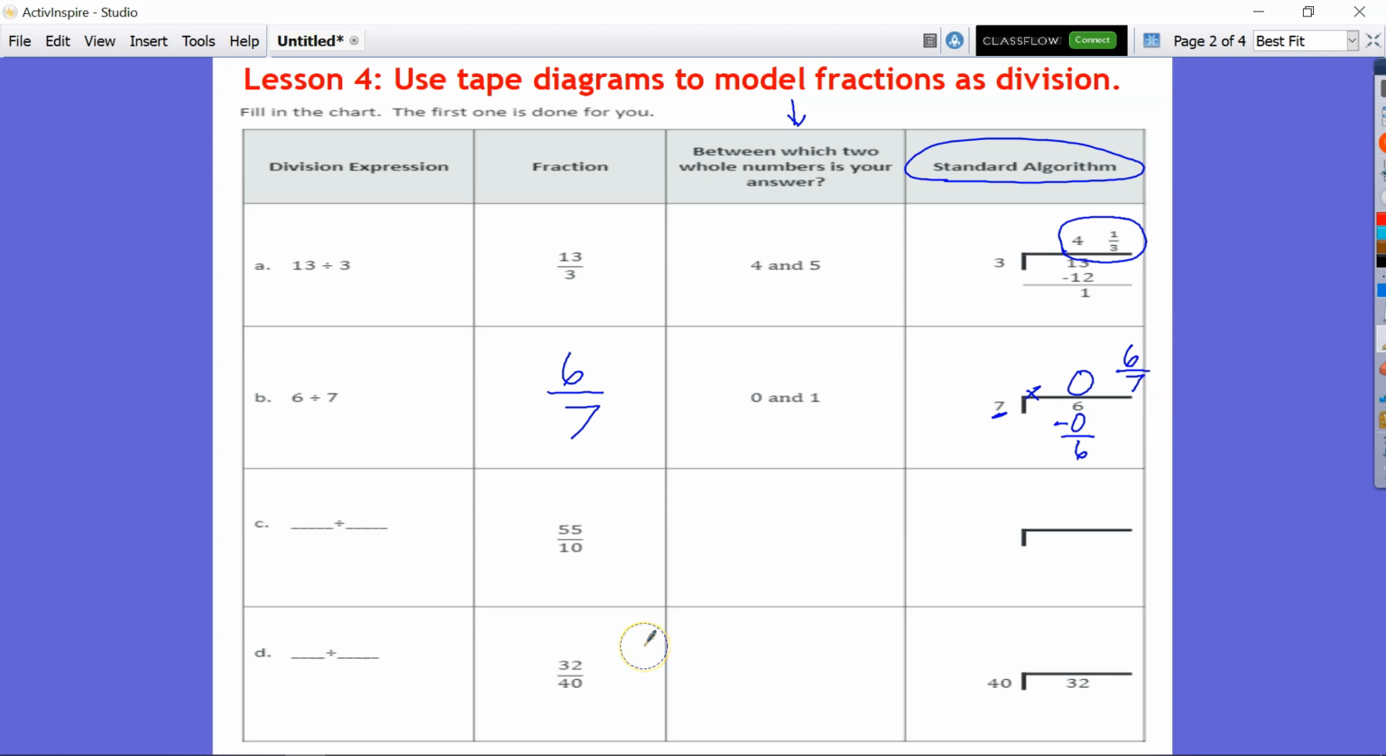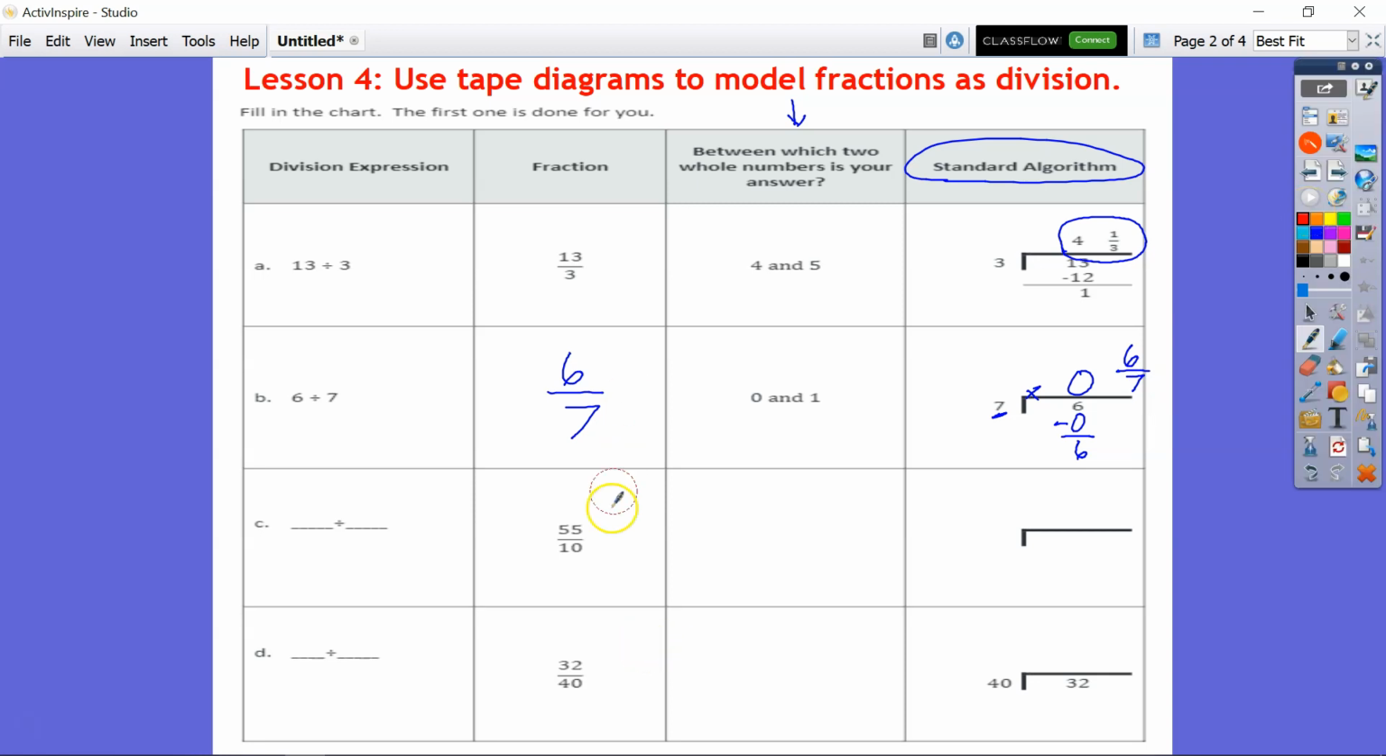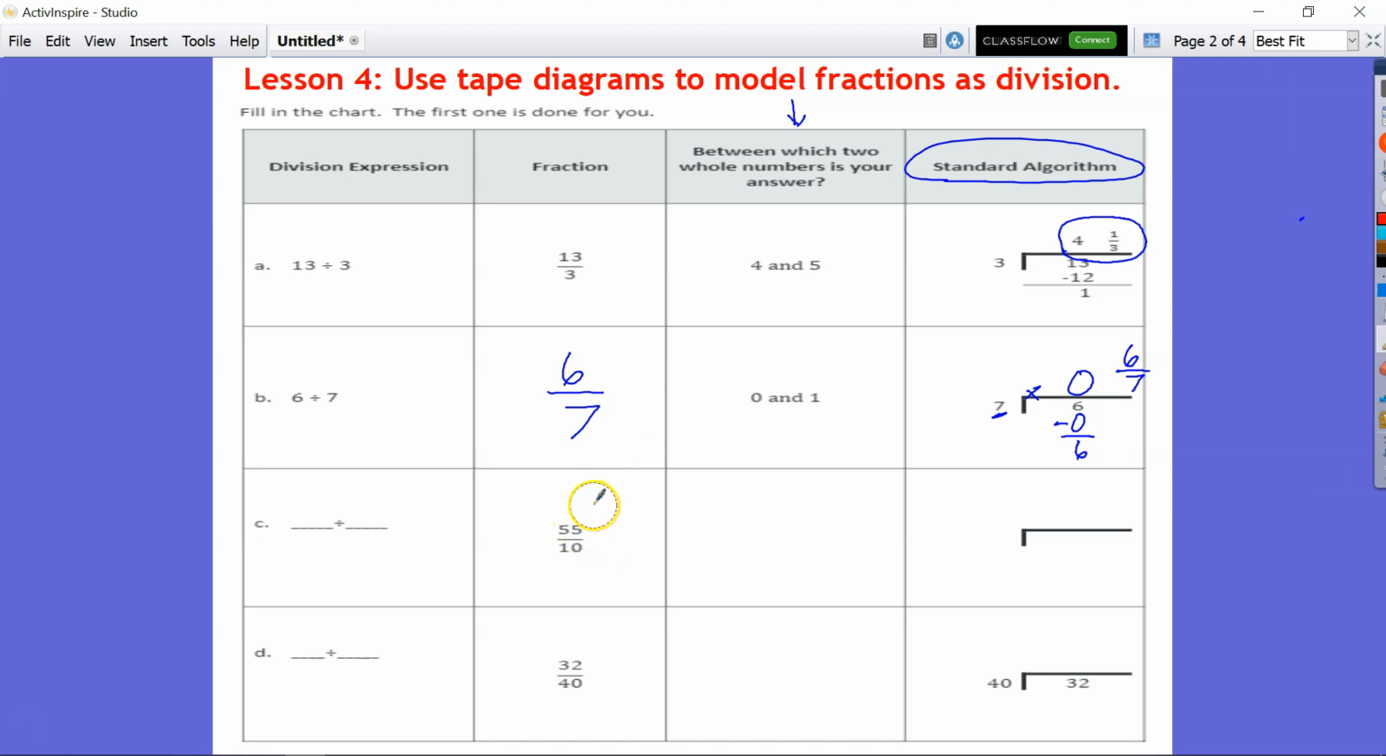Let's go ahead and look at C. So for C, our fraction is given to us. We have our numerator up top. We know that's going to be the same thing as our dividend. And our divisor at the bottom is our denominator. Now we know that this is greater than 1 whole. So I said we're going to come back to this. After we do our standard algorithm, we'll come back to this column here, and we'll base it off of our fraction as well. So let's take a look.